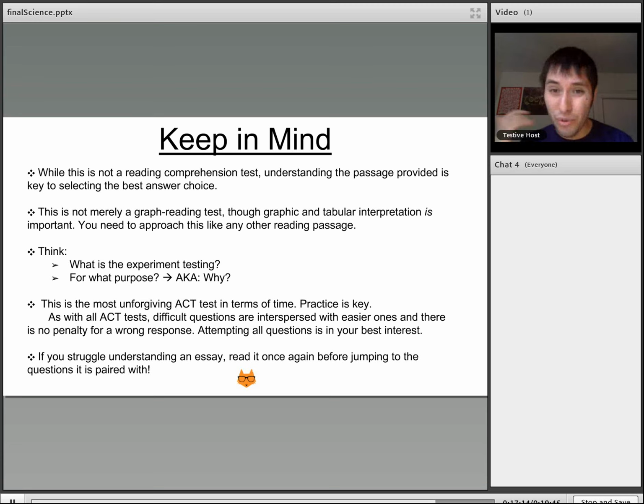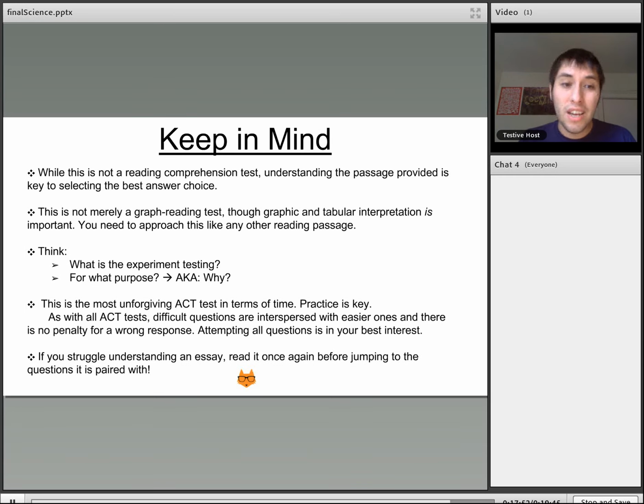And just also remember that this is the most unforgiving ACT test in terms of time, which means practice is key. The only way that you can develop the stamina to do well in this section is by doing problems in this section over and over and over again. And as with all ACT tests, the difficult questions are going to be interspersed with the easier ones. So don't feel that you're starting out with easier questions and finishing with harder ones, or vice versa. And there's no penalty for getting a wrong response. So attempting all questions is in your best interest. Guessing is better than leaving a question blank if you know you won't have time to come back to it.